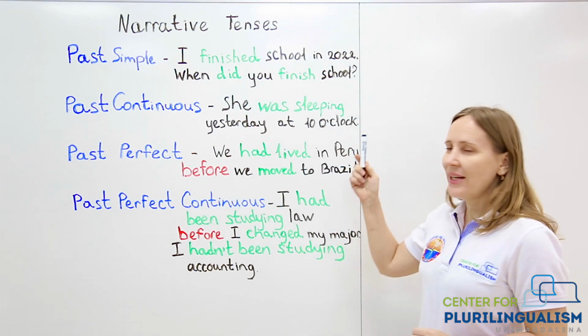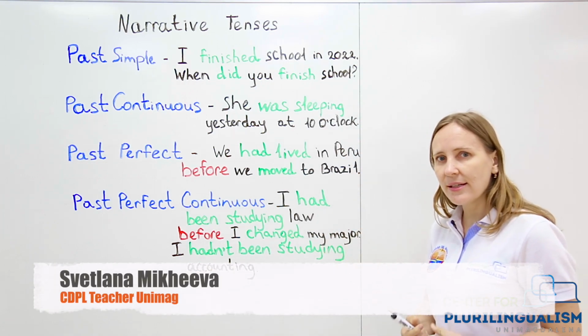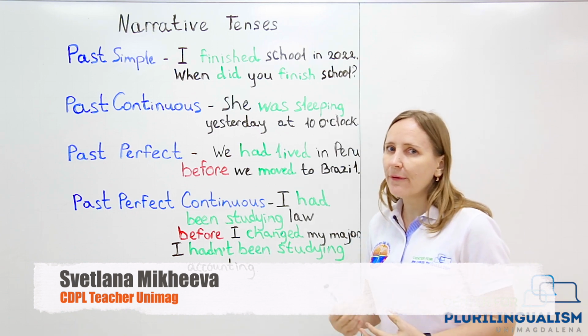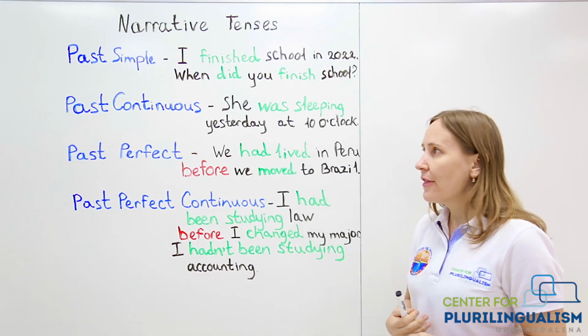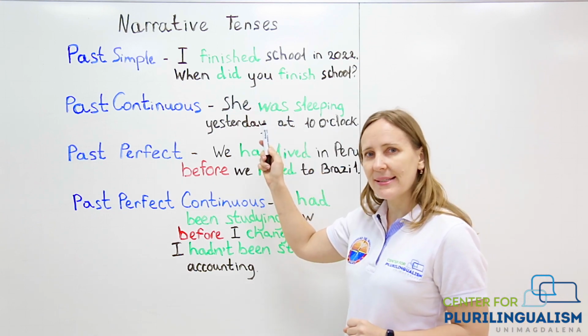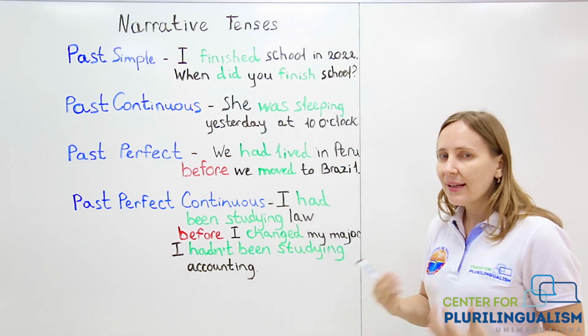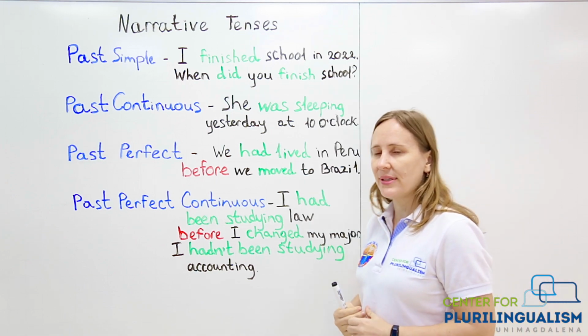Hello, so today we are going to speak about narrative tenses. These are tenses that we use to speak about something that happened in the past. There are 4 different narrative tenses: past simple, past continuous, past perfect, and past perfect continuous. Let's see the difference between those tenses.